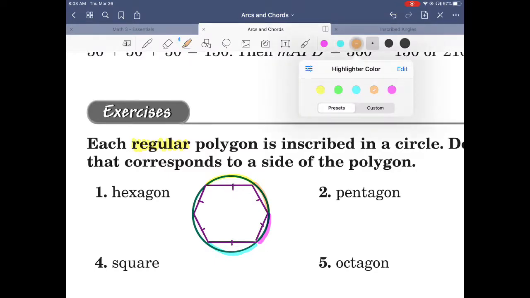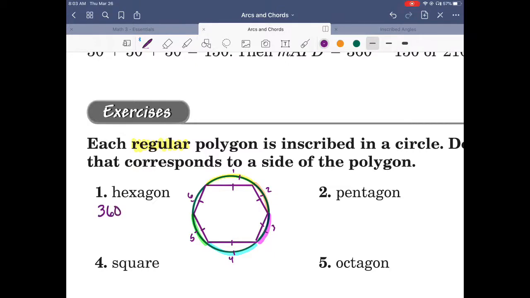I'm going to run out of colors. I only have 5. That's okay. We can see them. So there's 1, 2, 3, 4, 5, and 6 sections. Because all of my sides are congruent, that means all of these pieces are also congruent. Remember, there are 360 degrees in a circle. So if I divide that by 6 congruent pieces, it tells me that each section is 60 degrees. So really all we had to do was 360 divided by how many sides.